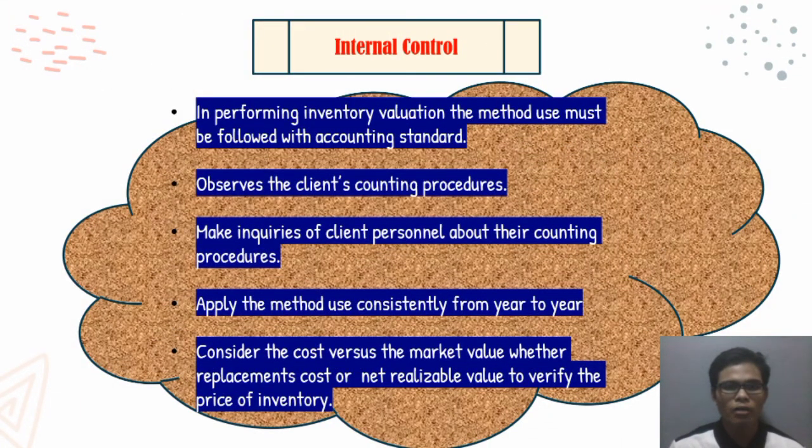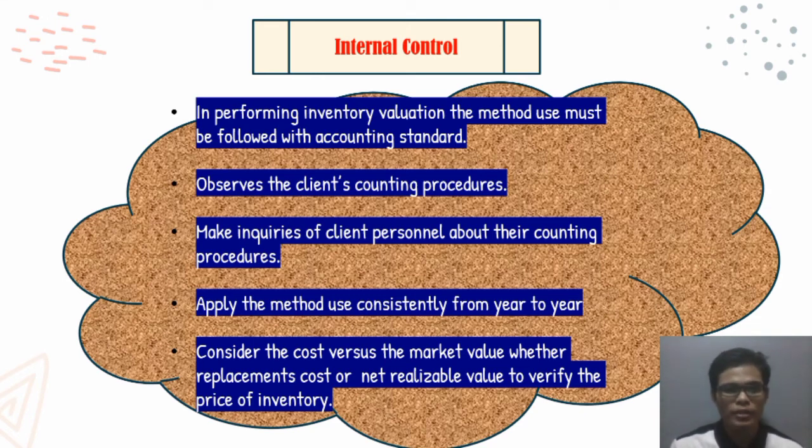For the internal control for accuracy assertion, the first thing the auditor needs to do, in performing inventory valuation, is ensure the method used must follow the accounting standard. That means the auditor needs to evaluate the management procedure, what type of valuation they use, in order for the auditor to examine their accounting standard.